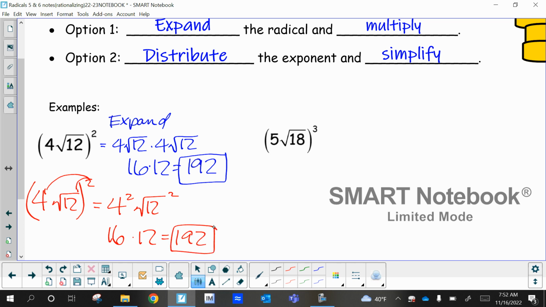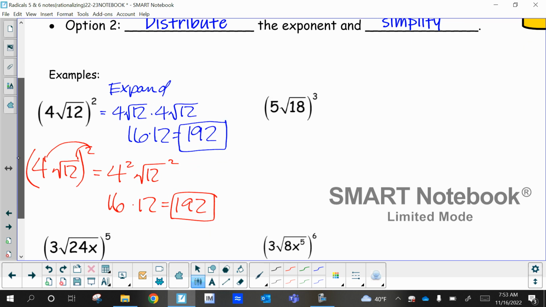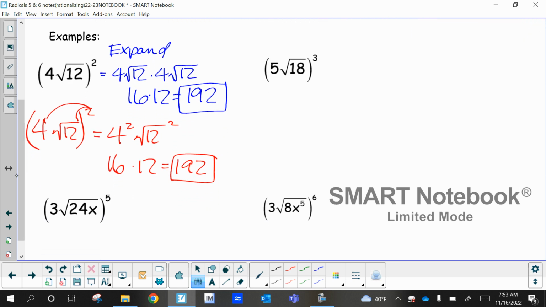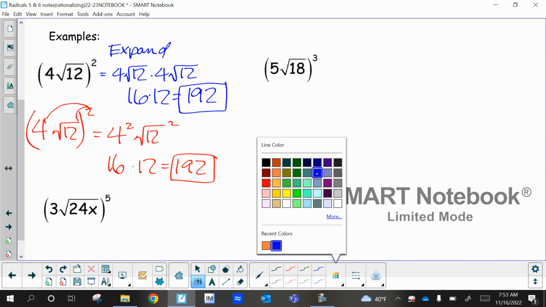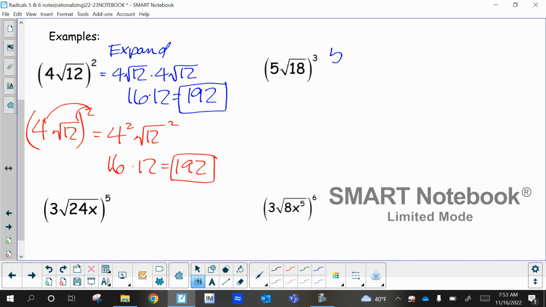So the red is distributing, the blue is expanding. Okay, let's try this next one. Let's expand it first, so you know that that is an option. So we're going to do 5 radical 18 times 5 radical 18 times 5 radical 18. Well, what are you going to do? You're going to multiply 5 times 5 times 5, right? So 5 times 5 times 5 is 125.